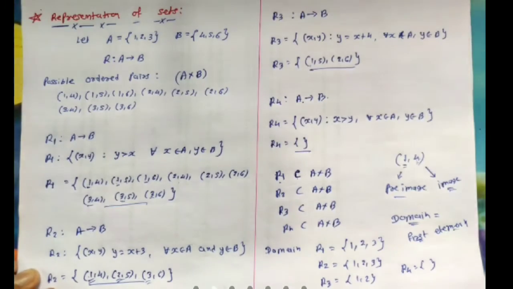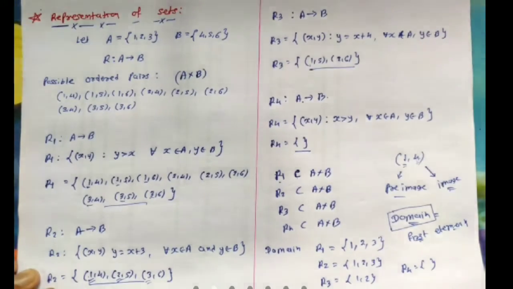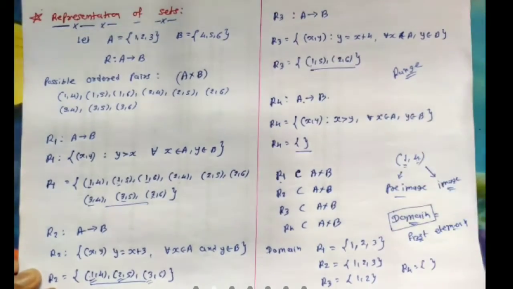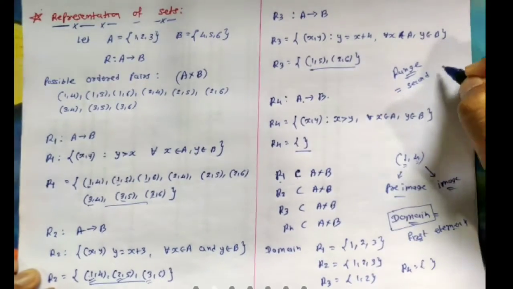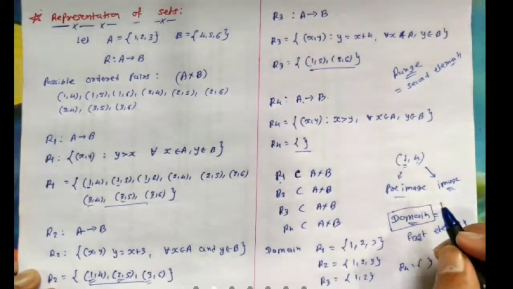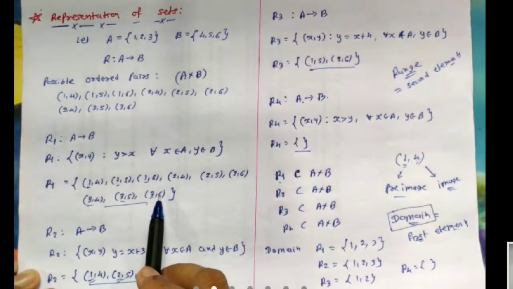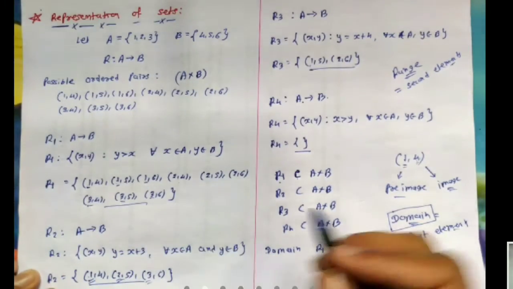We discussed this also. Then we have discussed range of relation, domain and range. So domain is the set of first elements of ordered pairs. Similarly, range. Range. So what is range? Range is the set of second elements. Set of second elements of ordered pairs of a relation. So this is our relation, and these are the set of all the ordered pairs. So here, range of relation R1 is 4, 5, and 6.